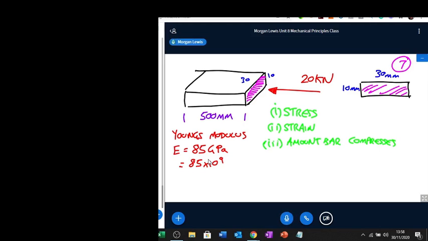Because it's been squashed, so it's going to go that way. The amount the bar is compressed is just the change in length. Don't let that confuse you.